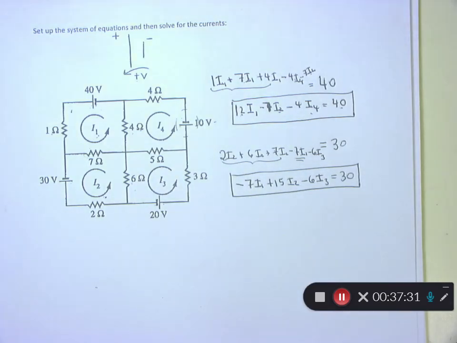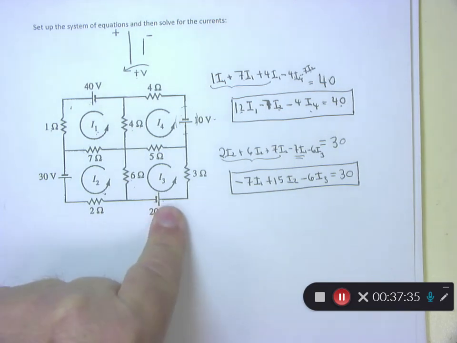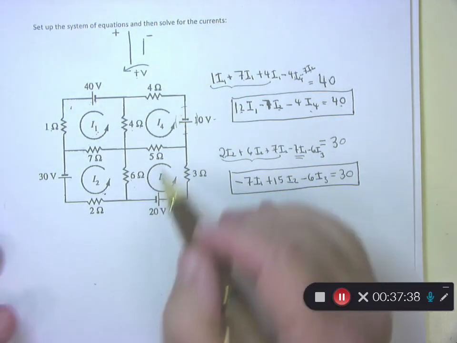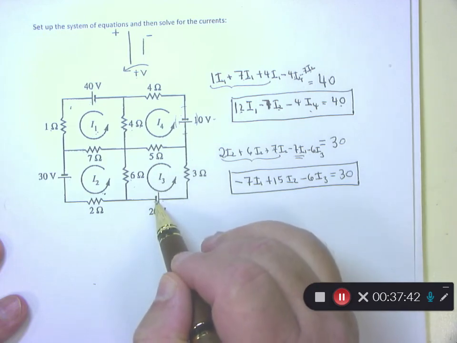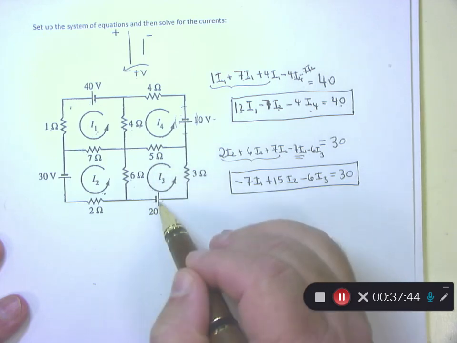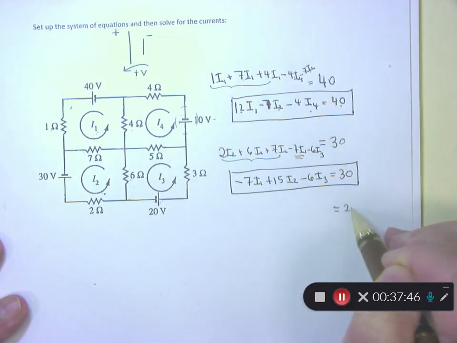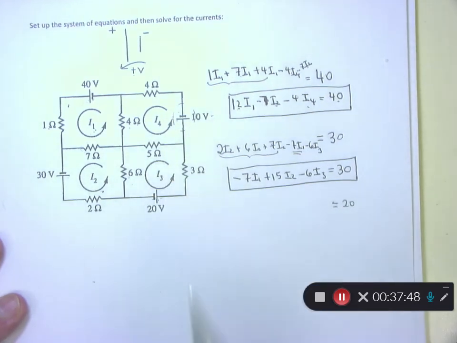Did I lose you guys anywhere so far? I'm getting there. Well, I3 now. Okay. Now, look at the orientation of I3. Again, the current is going from the negative, the small side, to the big side, so that's a positive 20 volts there. Okay? Because the current is going the right way.